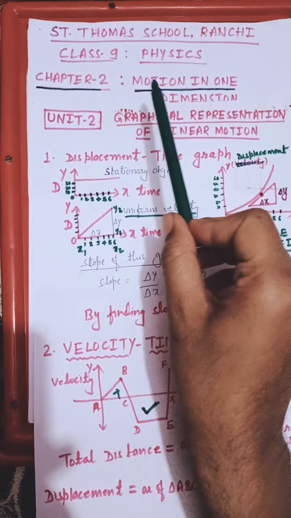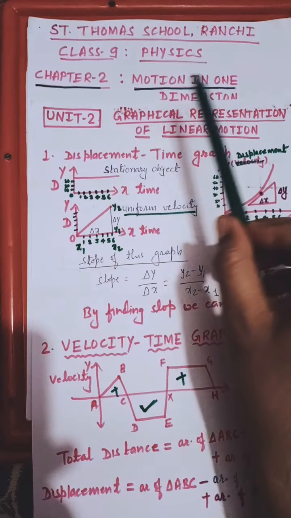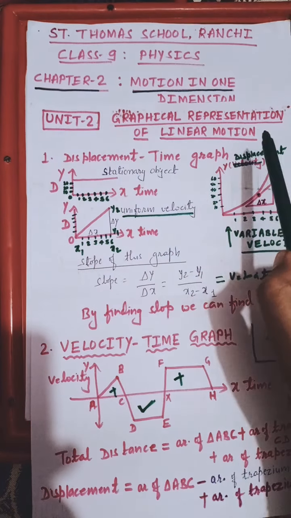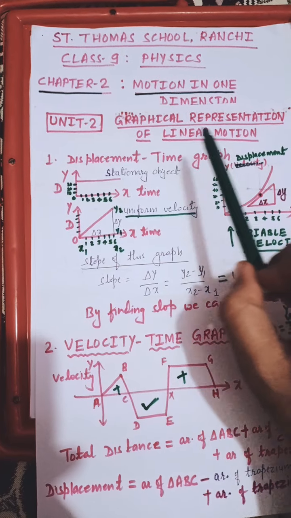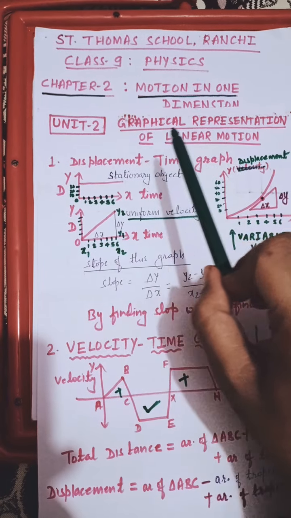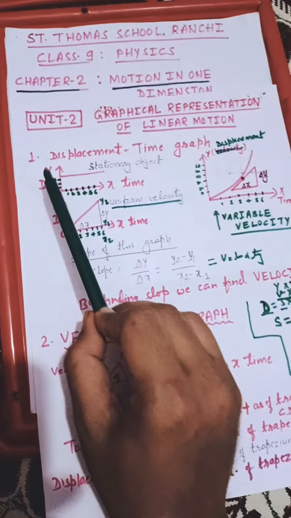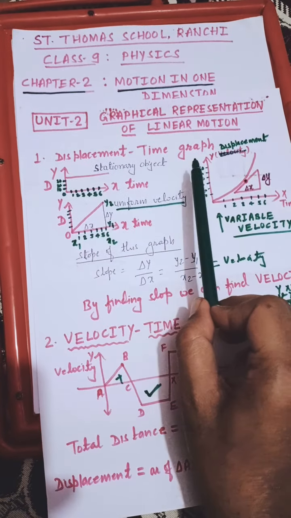So hi everyone. We are going to start with the second unit of this chapter, motion in one dimension, and the second unit is graphical representation of linear motion. This means that now we are going to represent this linear motion in graphical form. Here we are going to draw the first graph, which is the displacement time graph.